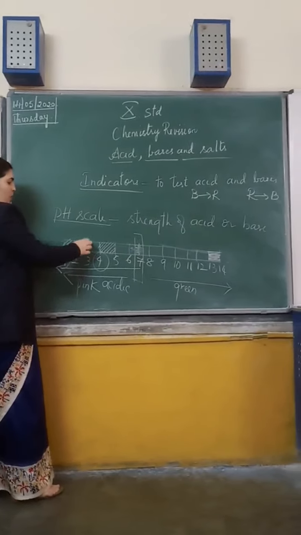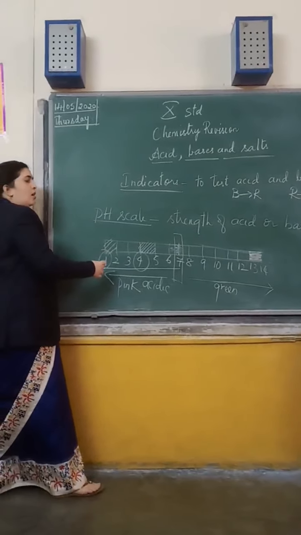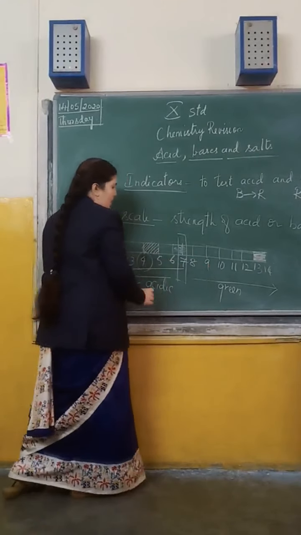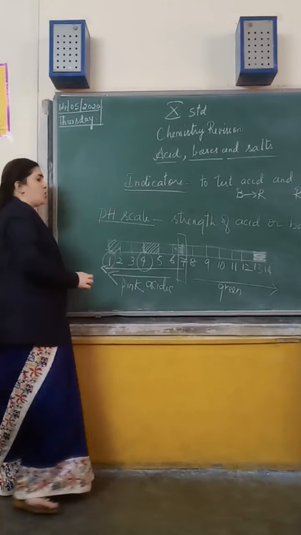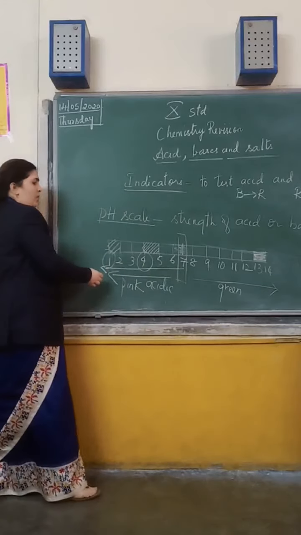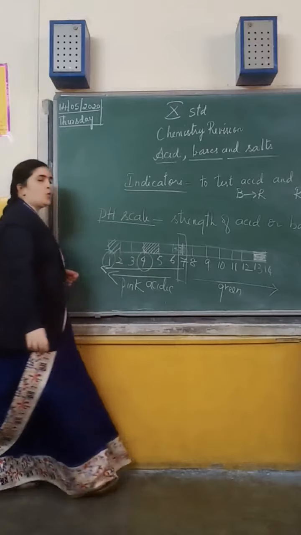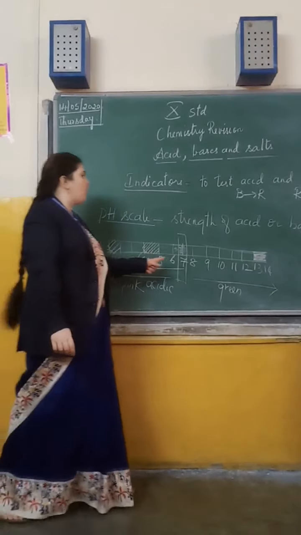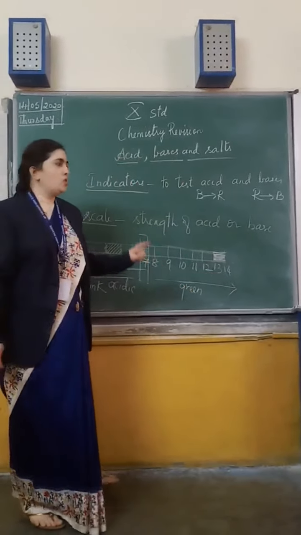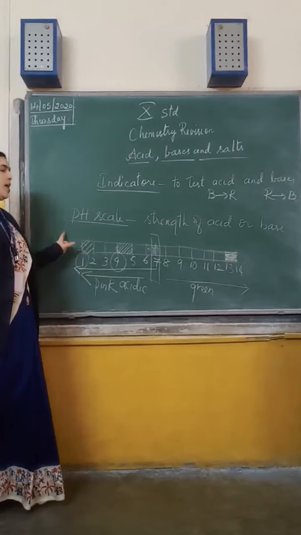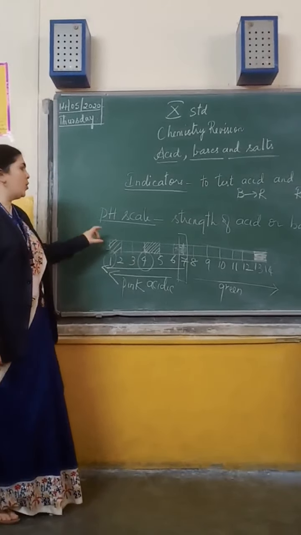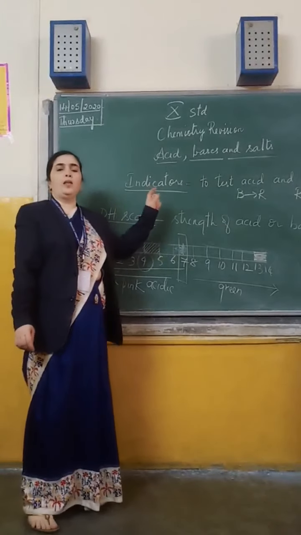When the color matches a particular range, that gives you the strength of the acid or base, whether it is acidic or basic. If it is dark pink, it is highly acidic. The readings from 1 to 7 are acidic in nature. From 7 to 14, they are basic or alkaline in nature. This is all we have discussed. So pH is nothing but a scale to measure the strength of acid or base depending on the color impregnated in the pH paper.